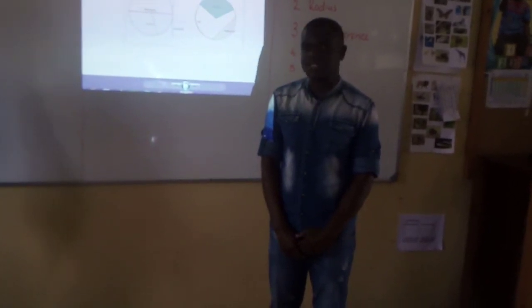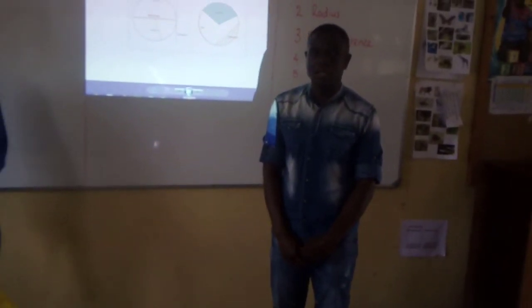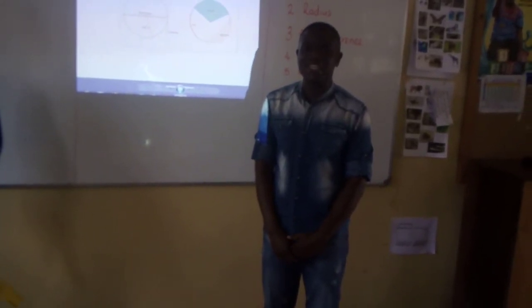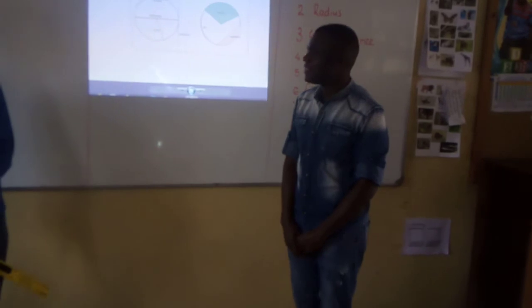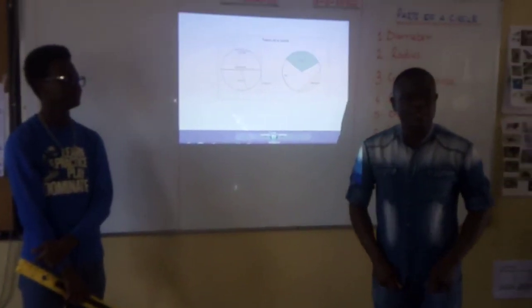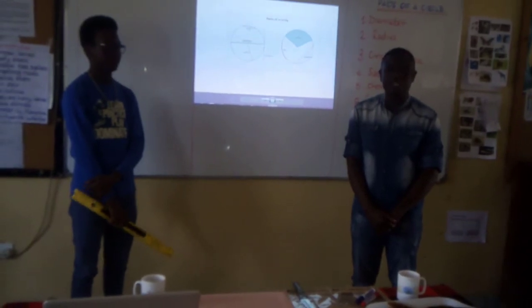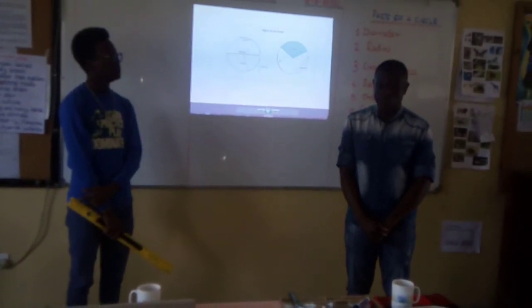And all the radii, which is the plural of the word radius, are equidistant. Ian, say equidistant. Equidistant means they are equal in size. They are the same distance from the center of a circle.